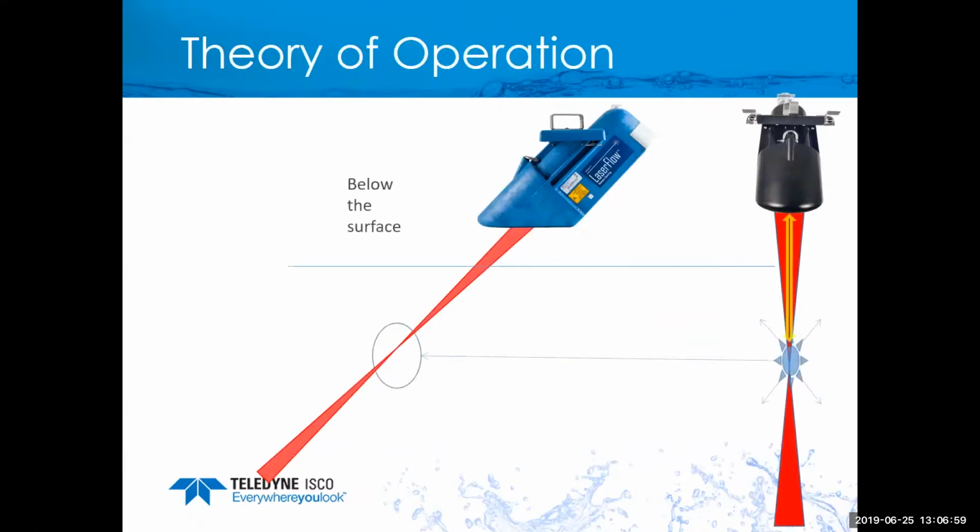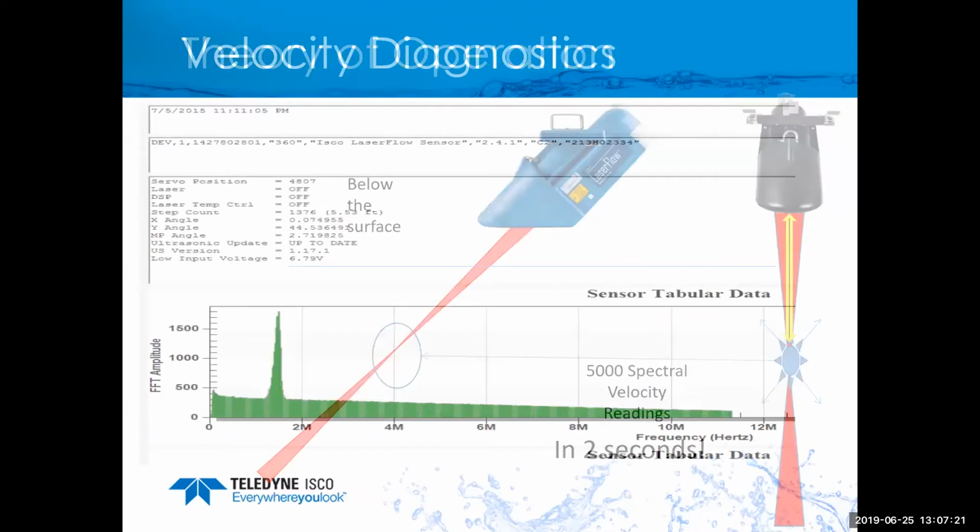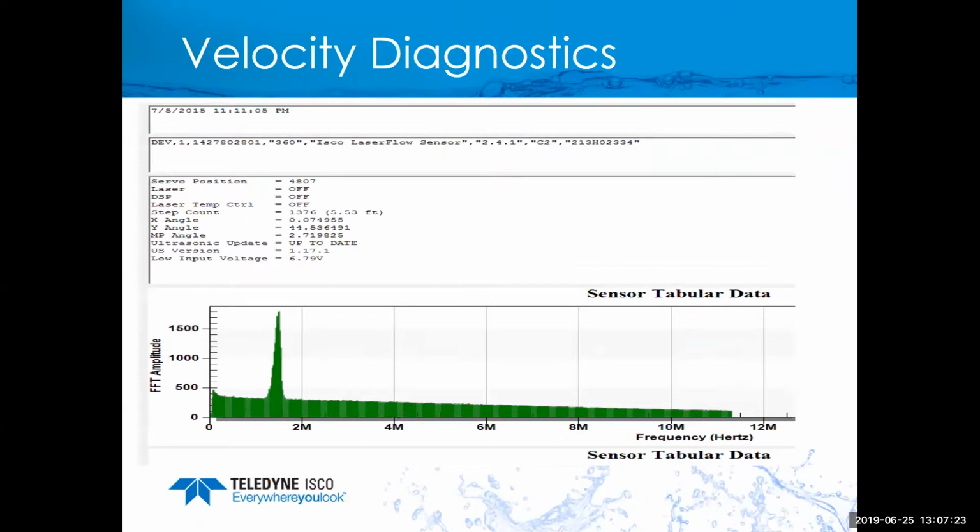Where it hits the water is a very tight focal point. That's what we need to make sure we have, a very tight focus point. That's known as the converging section or point of convergence. What's pretty unique about the laser is it takes 5,000 spectral velocity readings, and it does all that in 2 seconds. By comparison, a standard area velocity takes roughly 500. So we're doing a lot more in a very short amount of time with the laser.